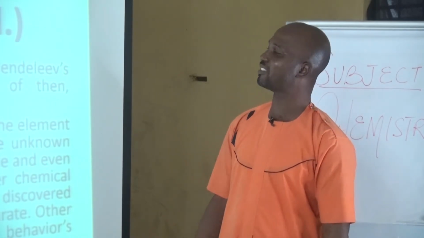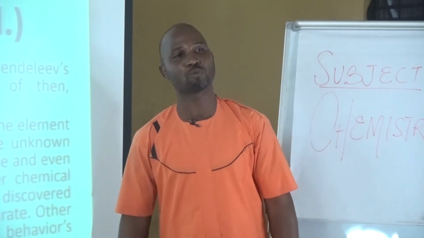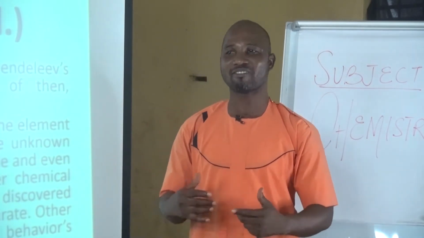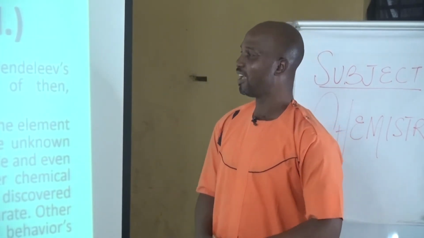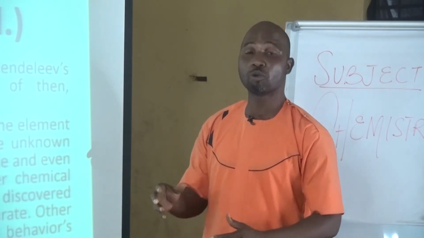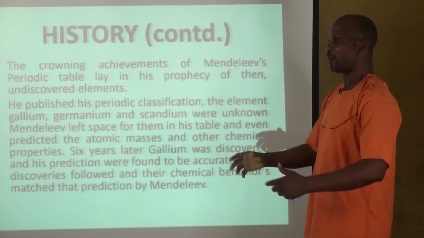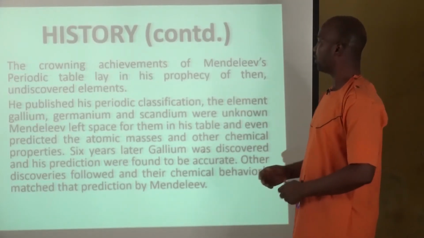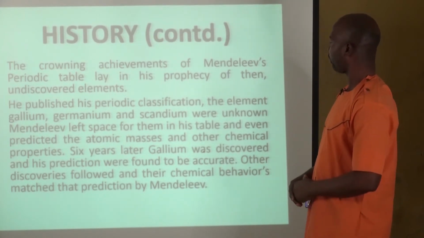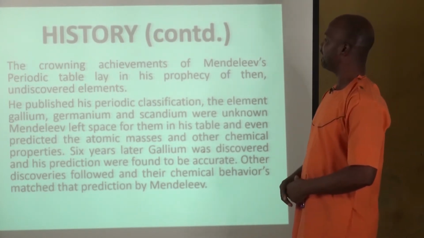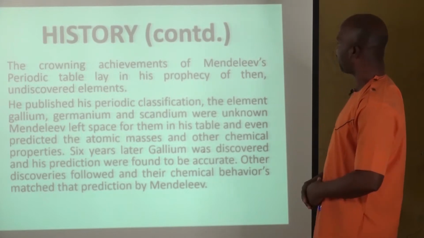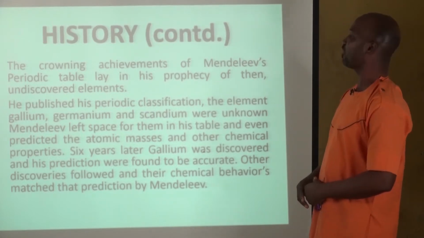But crowning his achievement is the fact that he was able to prophesy or predict 7 elements that were not in existence, and he was able to place them in their groups as well as give their properties. He published his periodic classification. Crowning the achievement of Mendeleev's periodic table lies in his prophecy of then undiscovered elements.